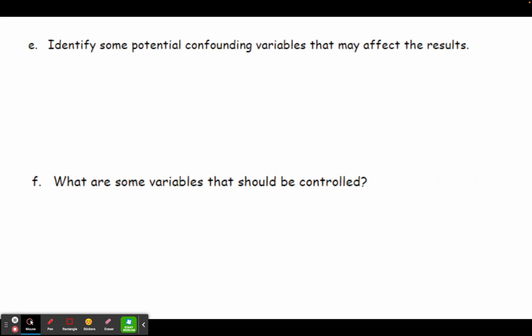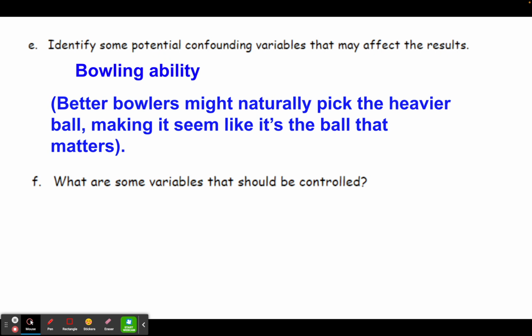So some potential confounding variables that may affect the results. One might be bowling ability. We might notice perhaps that there are some members of the bowling team that are just better than others. And that would be something that might make it look like the weight of the bowling ball is related to the score when it's really not. Because better bowlers might naturally pick the heavier ball. Maybe they just have more experience and their arm is stronger. And so they're going to bowl better because they have more bowling ability, not because it's the ball.